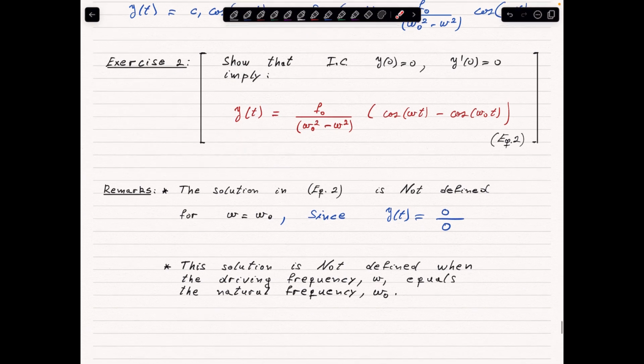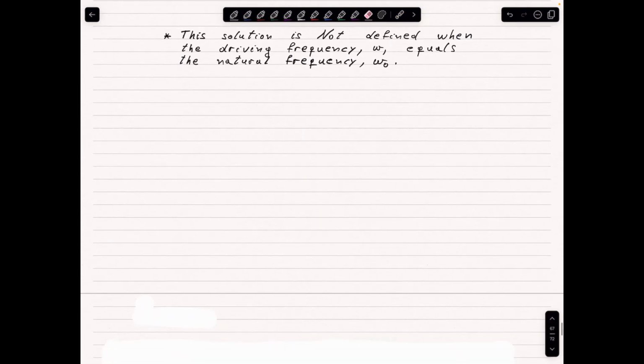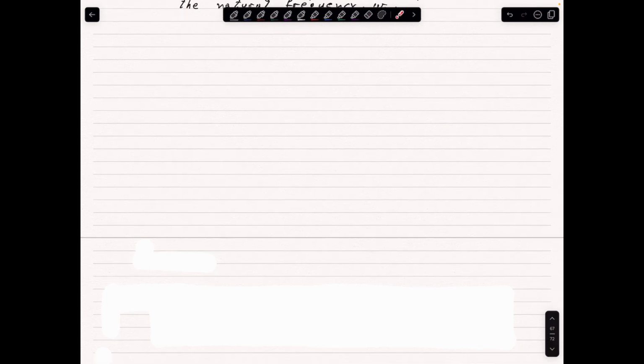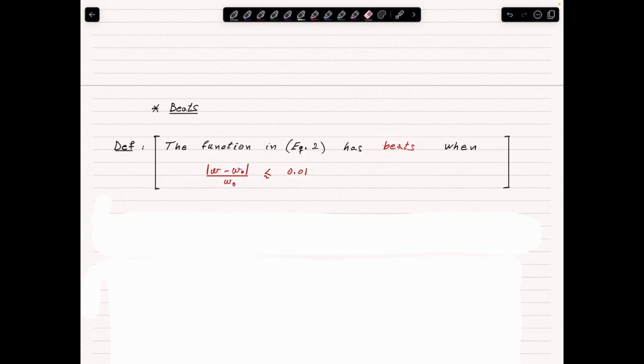What happens when the driving frequency is close to the natural frequency? Well, we get the phenomenon of beats. So what do we mean by close first? Well, this is a good definition as any of close.